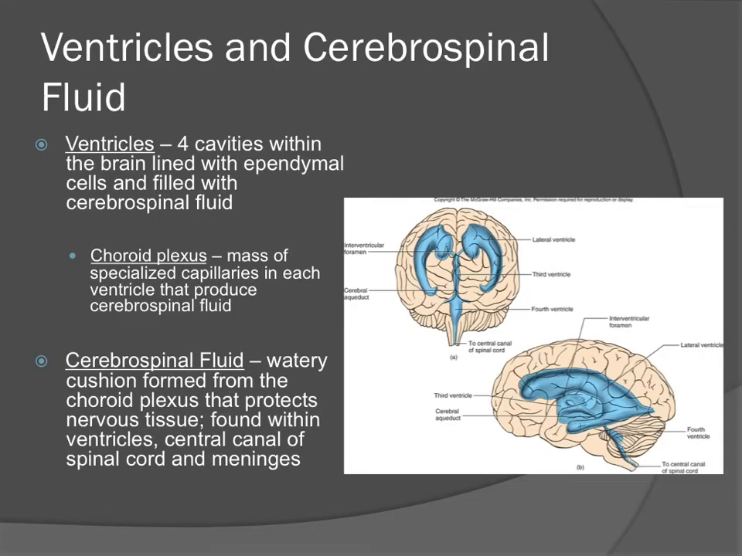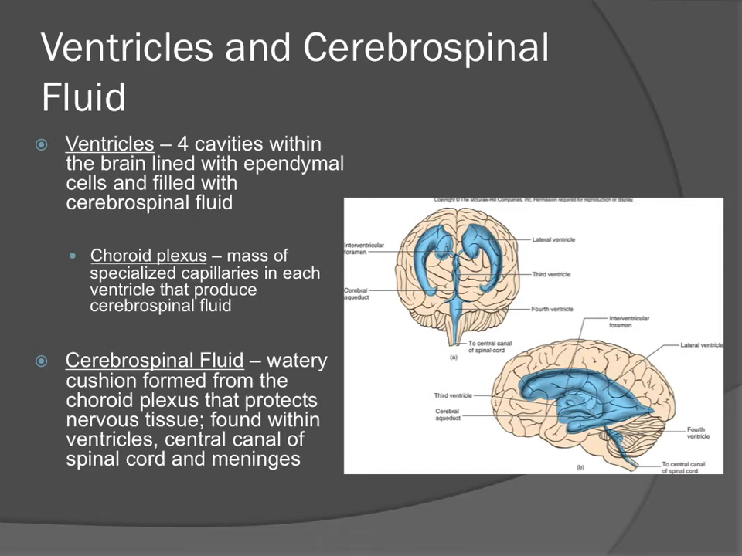Ventricles and cerebrospinal fluid. You need to understand that we have ventricles, which are 4 cavities within the brain lined with ependymal cells and filled with cerebrospinal fluid. You have the choroid plexus, which is a mass of specialized capillaries in each ventricle that produce cerebrospinal fluid. And then the cerebrospinal fluid is the watery cushion formed from the choroid plexus that protects nervous tissue found within the ventricles, the central canal of the spinal cord, and the meninges.